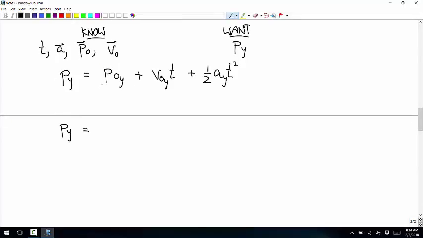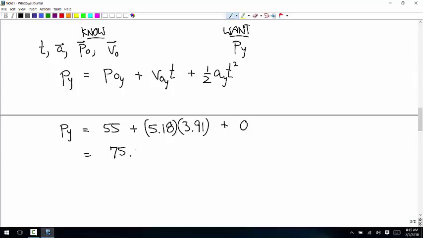So Py is equal to 55 plus 5.18 times 3.91. And then the y component of the acceleration is 0, so this all goes away. And you get 20 or something. Is that right? Can someone calculate that? So you get like 75, I think, 75.81. I think that number sticks in my head.